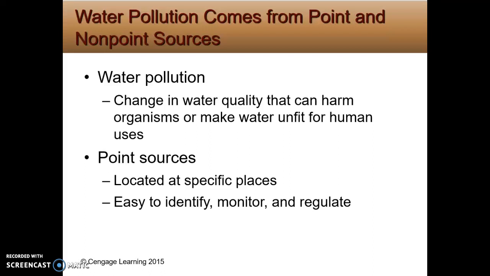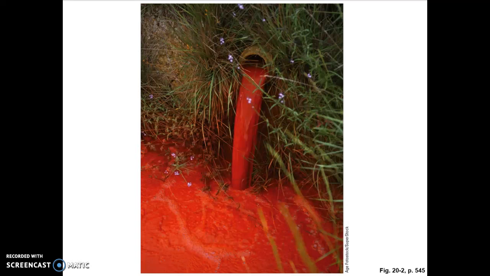Now, we've mentioned point sources and non-point sources before, but let's just quickly review. A point source is going to be easily identified, monitored, and regulated. In that case, we're looking at something like this, a drain pipe. This can easily be capped. Whoever's dumping into it can be held accountable, and you can actually regulate that. In fact, we do regulate that through what's called the Clean Water Act. More on that later.